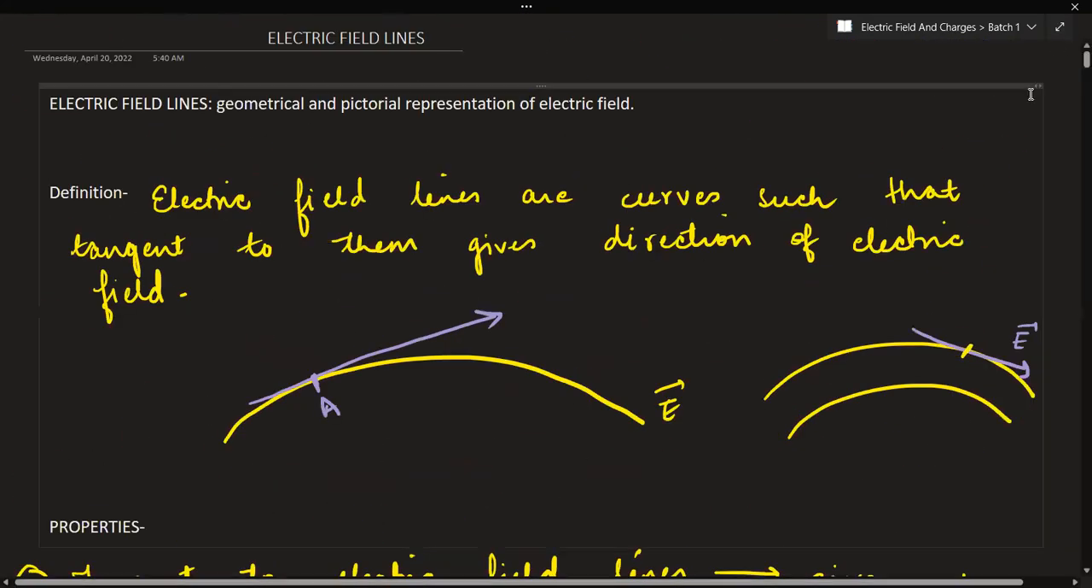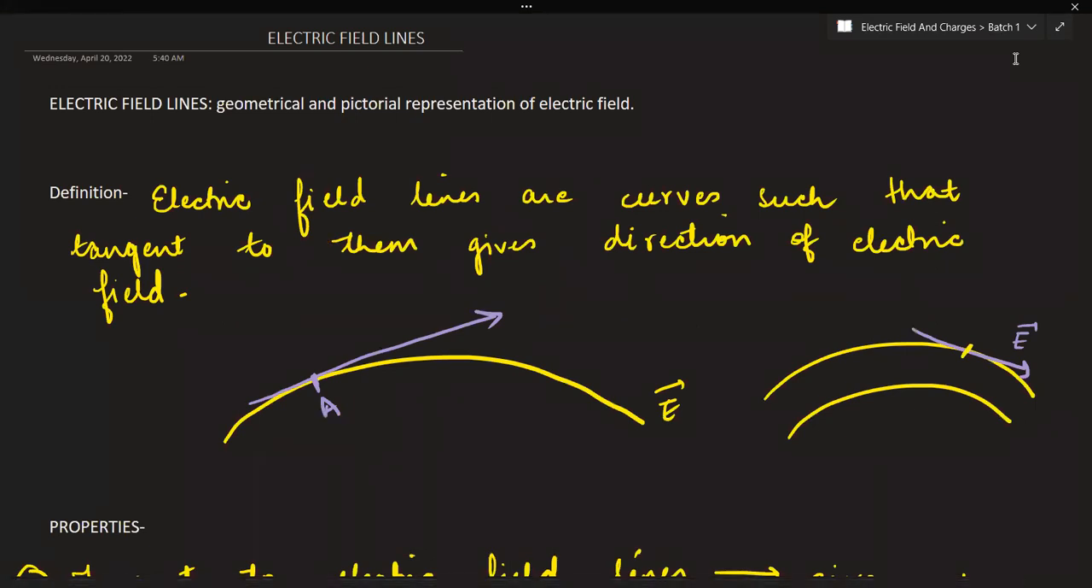From this topic, electric field lines, whenever you are studying, first do the important part. And then whenever time is left, do the necessary parts which you think are not very important. So for electric field lines, you have to go through the properties once.